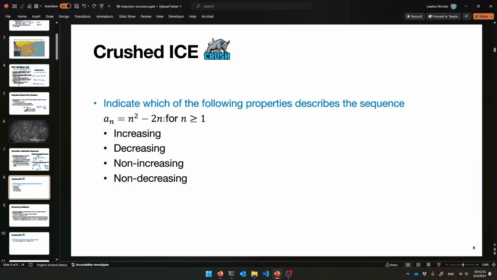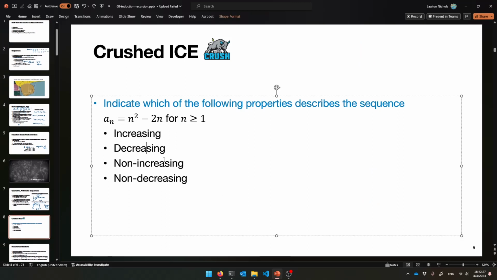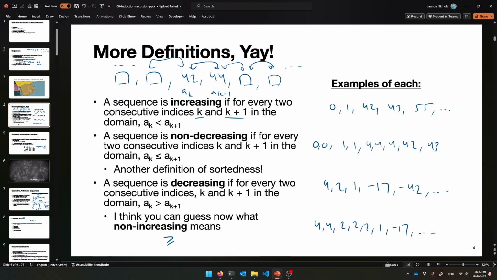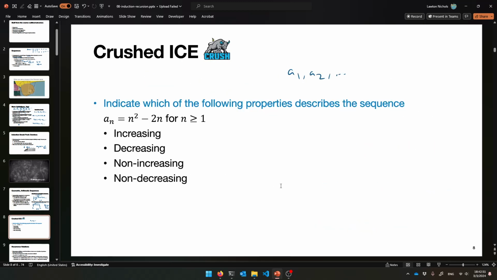So here's a sequence. I would like you to describe it to me, please. Here are some terms. Circle which of these apply to this particular sequence, all right? The sequence is defined like this: a_n is equal to n squared minus 2n, and the first n is 1, so its index starts at a_1. So a_1, a_2, it's an infinite sequence. It just starts at 1 though, all right? So use these terms. Here's the slide with the definitions to describe that sequence, please.